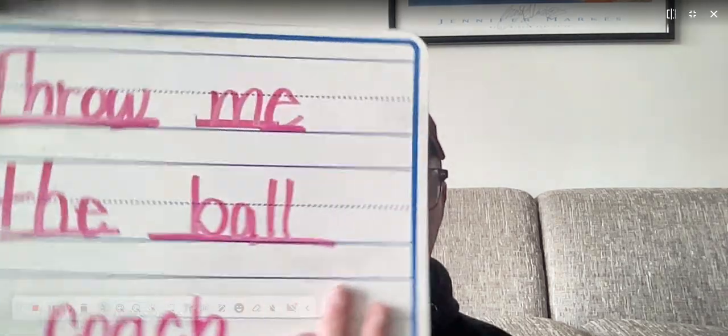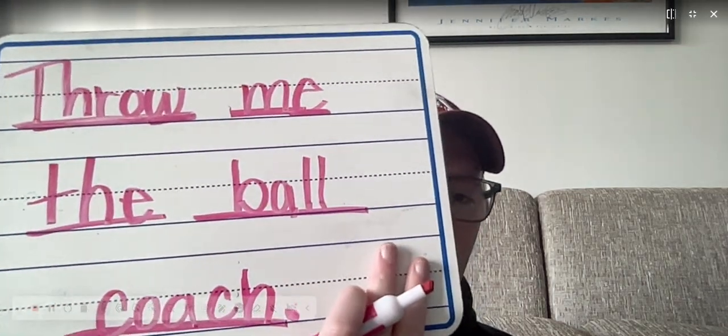Now we have to remember that we always start a sentence with a capital letter. So that first word is throw. So we're going to start that sentence with a capital T for throw. Throw me the ball. You should be writing this sentence too. Coach. And we always need a punctuation there at the end. Throw me the ball, coach.